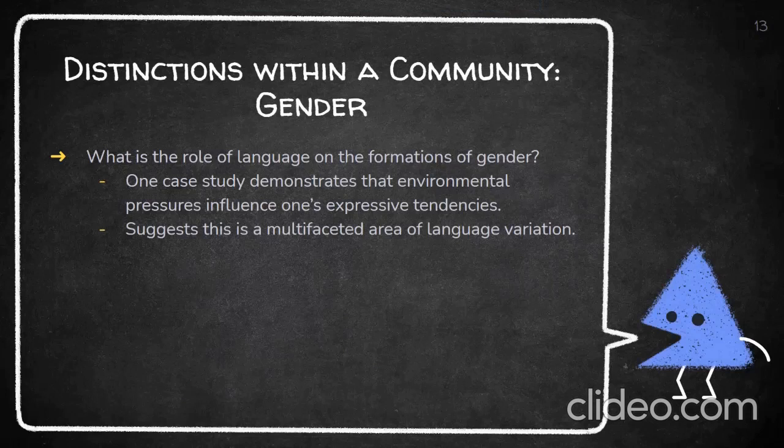One case study demonstrates that environmental pressure influences one's expressive tendencies. That means the way someone will output themselves or demonstrate themselves to the outside world will be influenced by the pressure of society. So it really means that this is a multifaceted area of language variation. It's more than just a gender difference. It lies more in what kind of cultural norms are being produced and supported in society, and that's going to influence the language. So it's not just masculinity versus femininity. It's really about how culture and society put themselves forward and how they divide the line between genders, or where we even make arbitrary decisions like that.